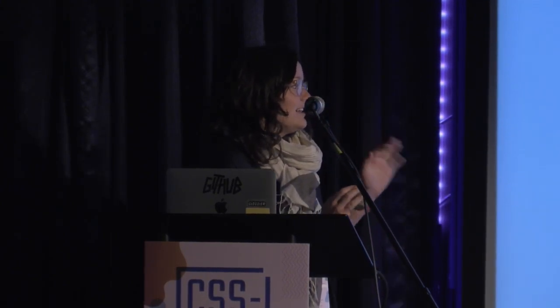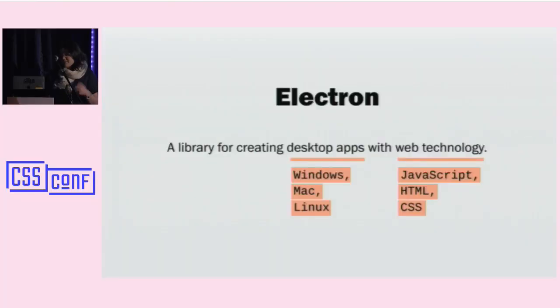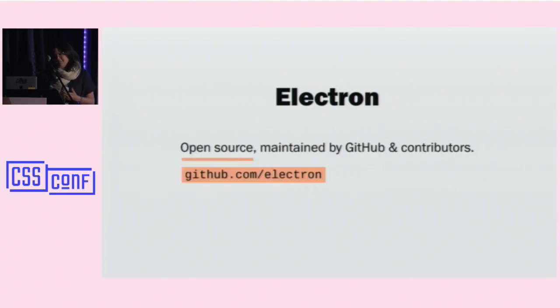So Electron, this is the one sentence blurb about Electron. It is a library for creating desktop apps with web technology. And we can break it down a little bit more in that it's a library for creating desktop apps for Windows, Mac, and Linux with web technology, JavaScript, HTML, and CSS.